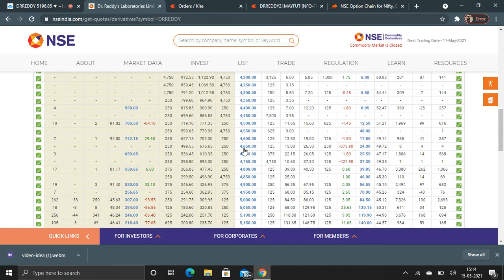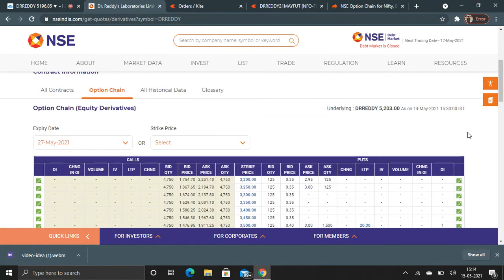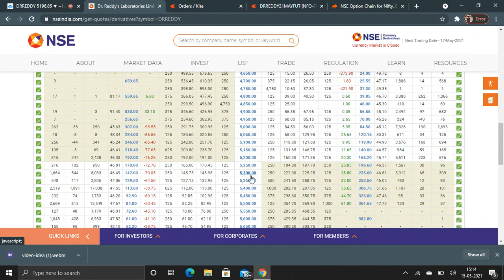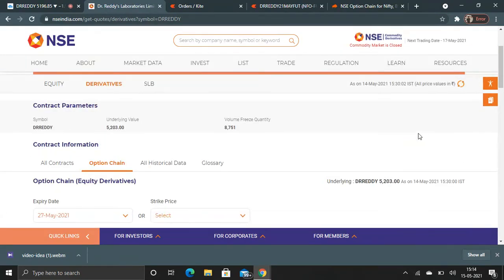And the reason why I choose 4,800 is Dr. Reddy Laboratory option chain. When I check, it is purely based on open interest. You see, there is the highest open interest at 5,000. Yeah, you see here, 7,326 contracts. Next highest open interest is 3,380. Check the numbers in the uptrend. After 5,000, if you go back, 4,800 is highest.